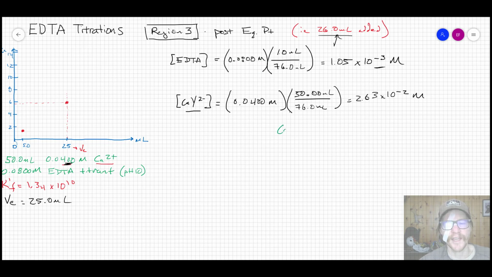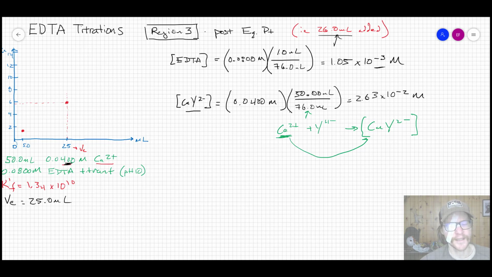So just to be clear, we've taken calcium 2 plus, we've added a whole bunch of excess of this stuff, and we've driven it all into this form, and then we just computed, since we knew the original concentration of calcium and we knew it all has to be in this form, we just divided it by its new volume, which is the 50 plus 26. And so now we have what the CaY2- concentration is under these conditions after we've added 26.